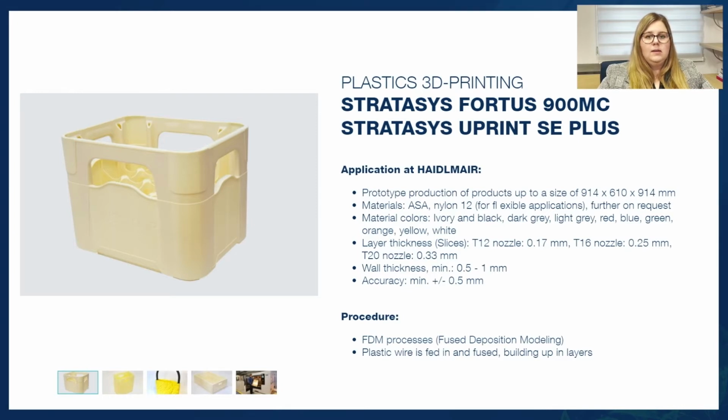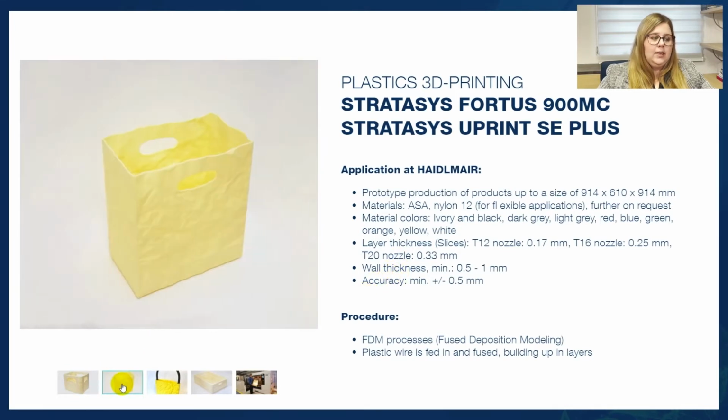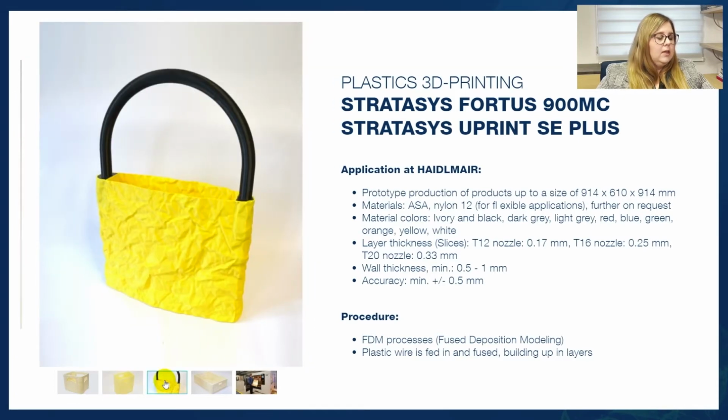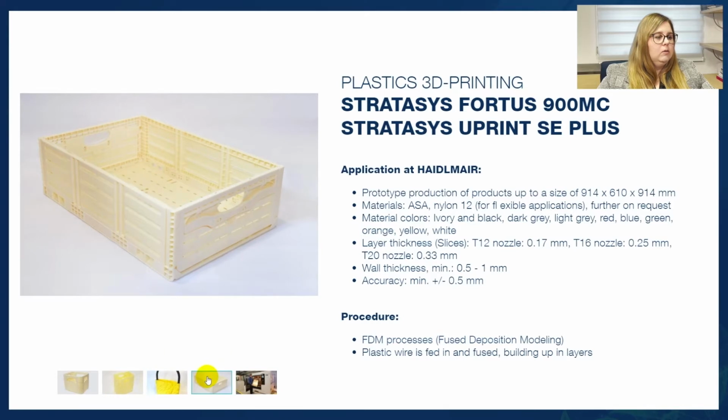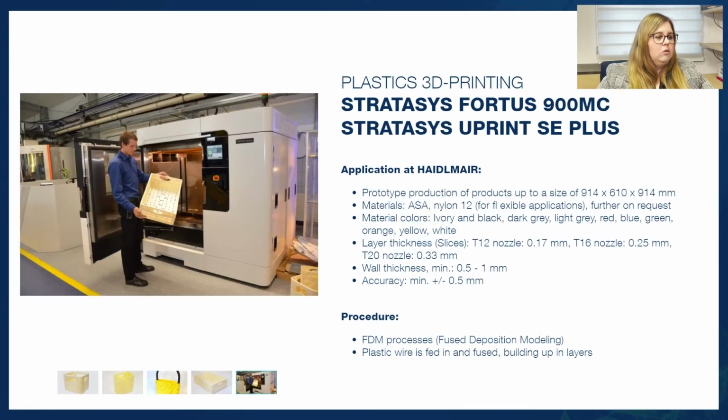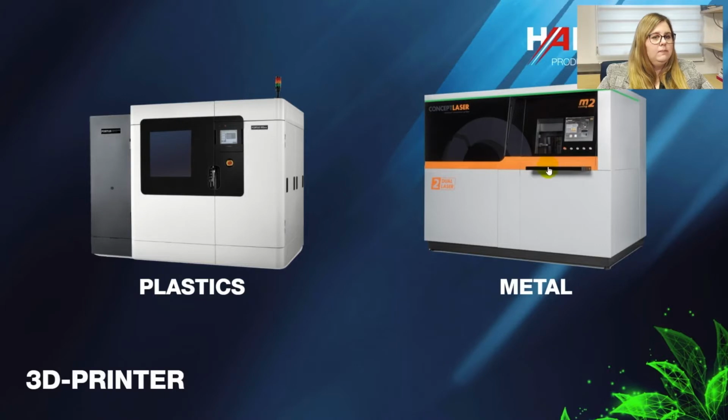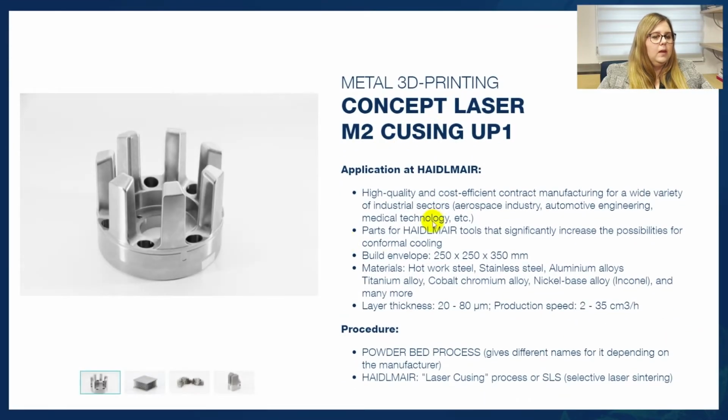The Fortis 900 MC is a large printer with a build space of 900 by 900 by 600 millimeters. We can print different kinds of materials such as ASA or nylon in different shades and colors. And we also have many possibilities of different nozzles between T12 and T20 nozzles. And here you can also see the wall thicknesses and the accuracy. Also in the pictures you can see some examples that we printed, and you can see that there are many possibilities for small and large printed components.